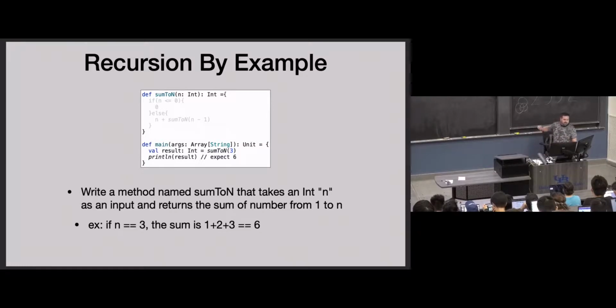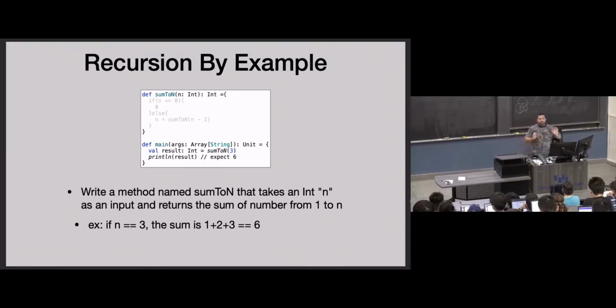So the example we're going to use is a method called sum to n, which is going to sum the values from 0 to n. I have 1 to n on the slide, but technically if 0 is an input, it wouldn't be 1 to 0. So 0 to n, sum the values. We're going to call it with the argument 3. And I would expect the return value to be 6. 1 plus 2 plus 3 should be 6.